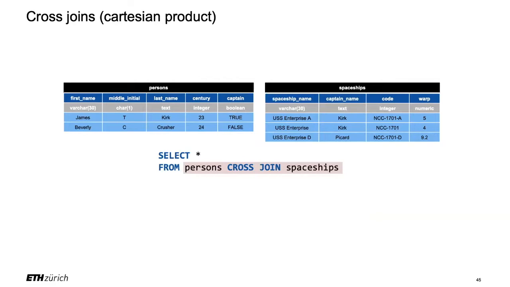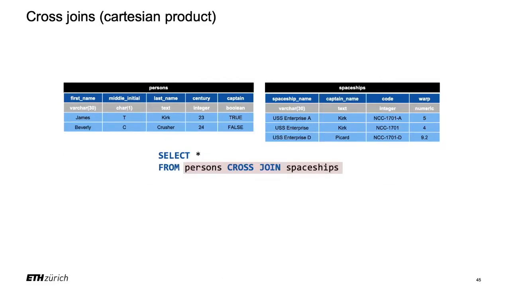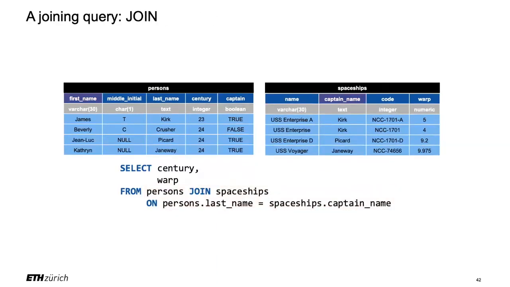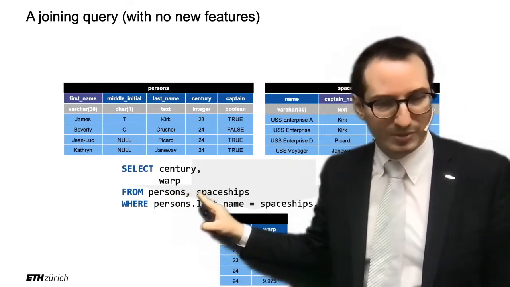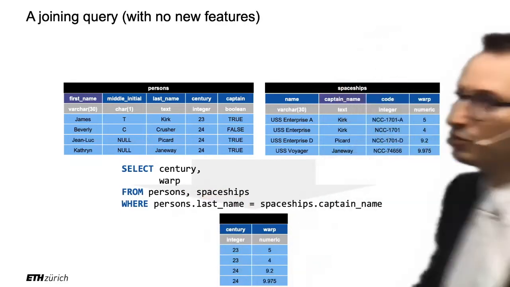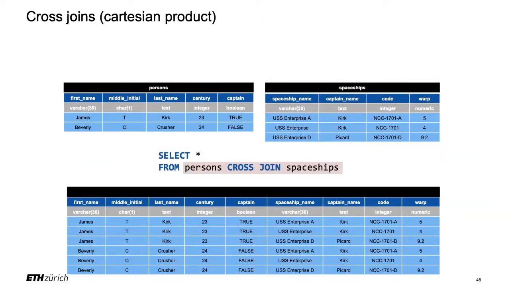Now here's more syntax. If you want a Cartesian product, you can also use CROSS JOIN. Cross, just like the cross of the Cartesian product. This here is the same as just a comma, like I showed you earlier. It's the same as persons CROSS JOIN spaceships. The comma is just a shorthand for that. So CROSS JOIN is just the Cartesian product.